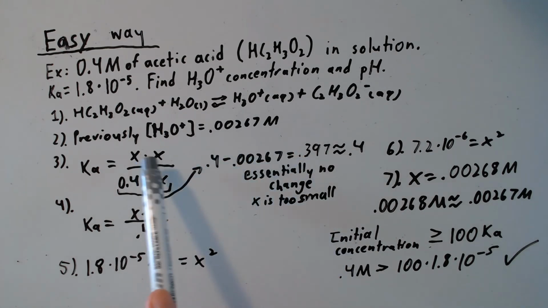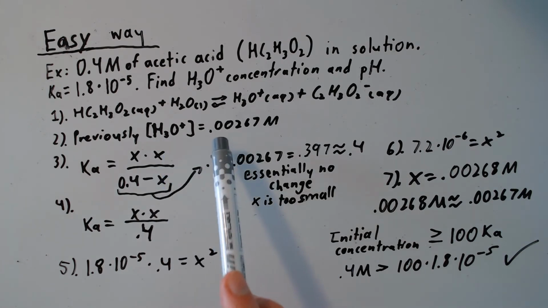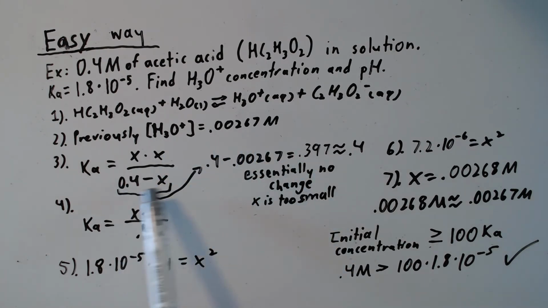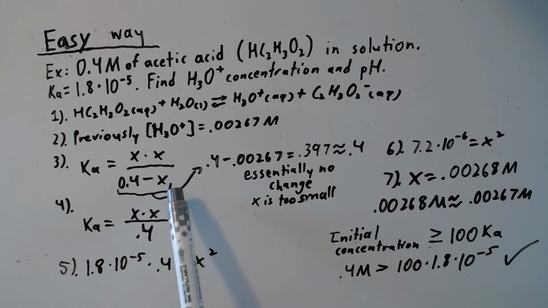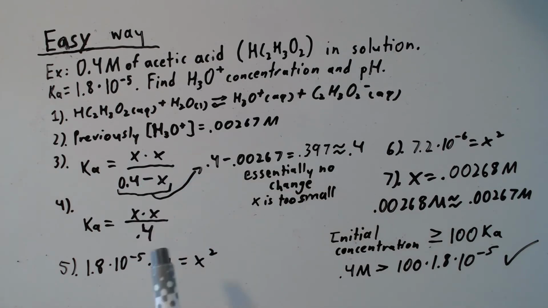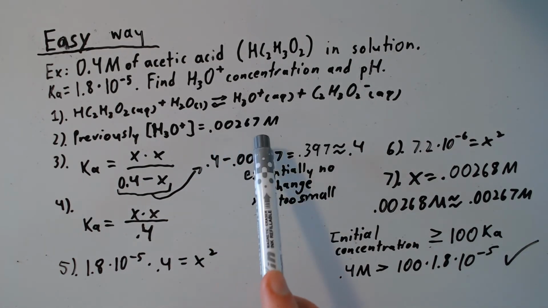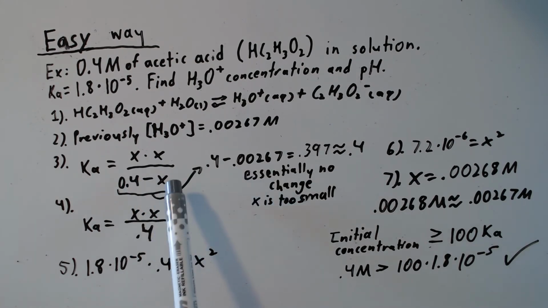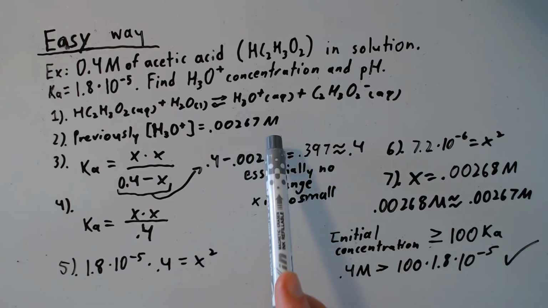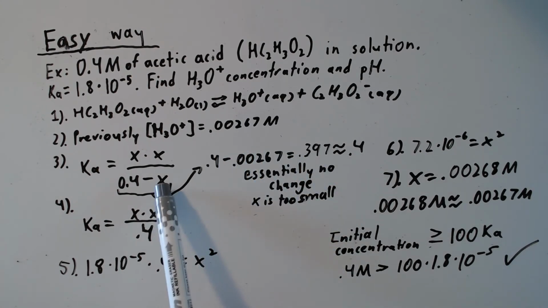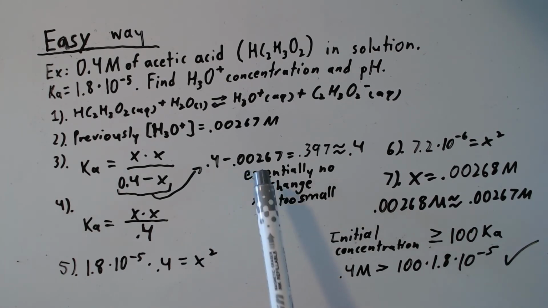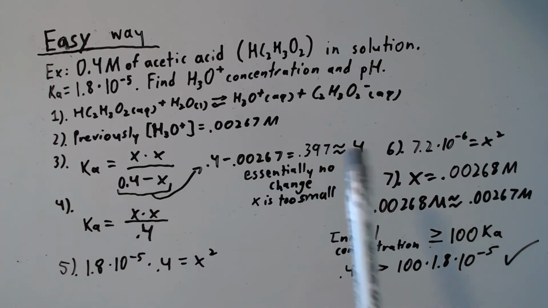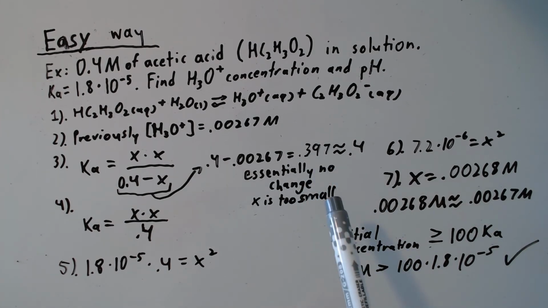And since x of this concentration formed, 0.00267 molar, then the same x of this concentration was taken away. So this minus x is equal to the x on top. So if 0.00267 molar formed on top, 0.00267 molar was taken away from the bottom. So if we plug in 0.00267 molar for this x on the bottom, we get 0.4 minus 0.00267 molar. And this will give us 0.397 molar.